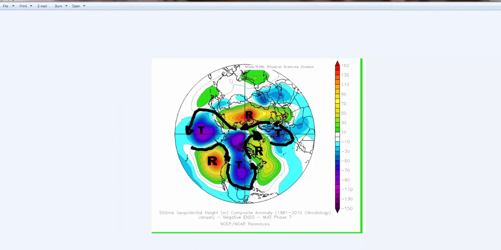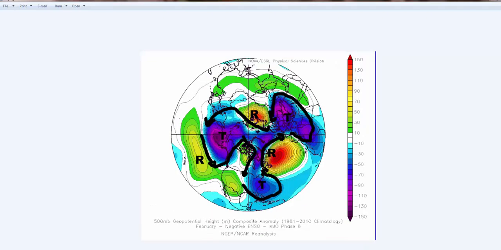When you get your MJO and your models working together, it's good to be a meteorologist. You can make these calls 2, 3, 4 weeks out. It's just really, really good to see that. Now, what happens when it gets into phase 8 in February? Boom! The East Coast snowstorm pattern. In La Nina, when you have phase 8 in February, that's a snowstorm pattern. Big low develops on the East Coast. There you go. That's what that is. Now, we'll see if that actually happens, but that's what you want to see.